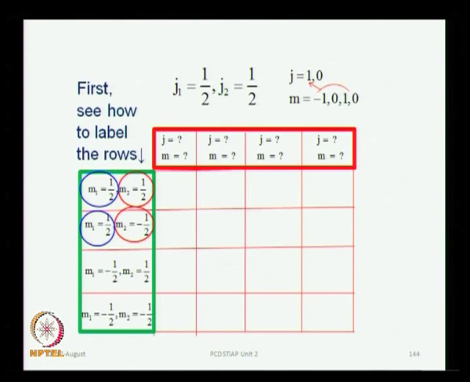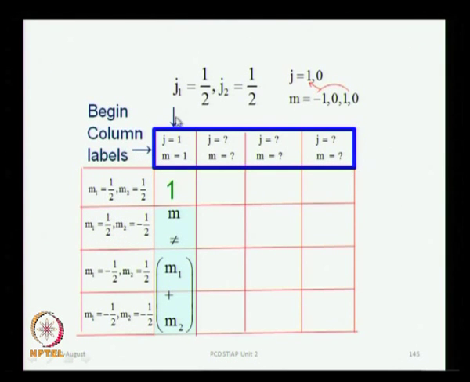Then you begin to label the columns and label the first column first. Label the first column such that you have the highest value that J can take, okay, and then the corresponding highest value that M can take. So, this is J equal to 1 and M equal to 1. Now, what this choice is going to give you is the matrix element in the first row and first column, okay, which will be equal to unity, because that is the only transformation which is possible.